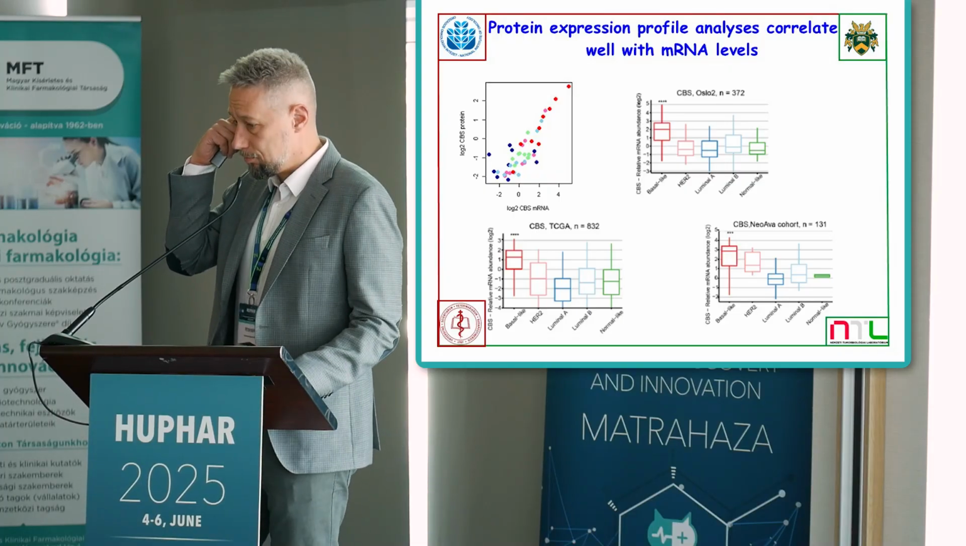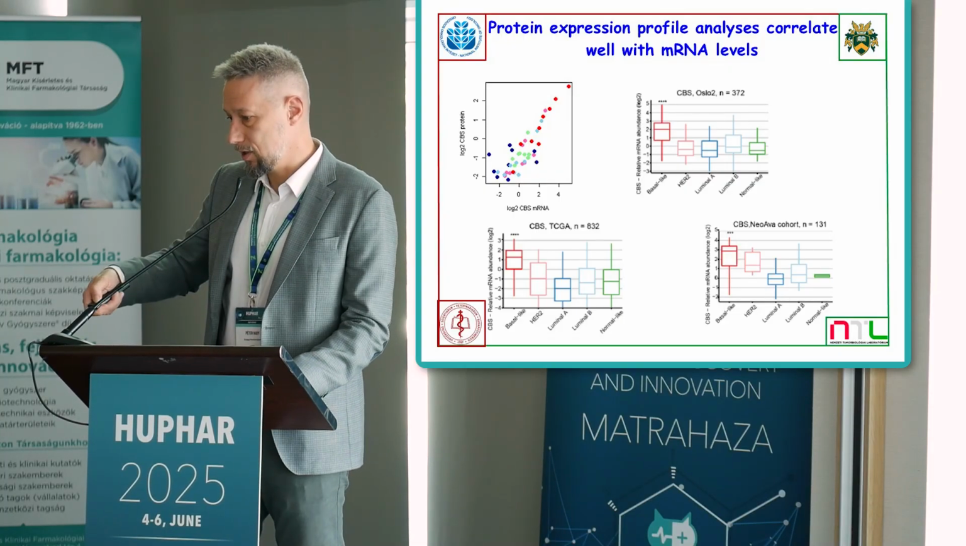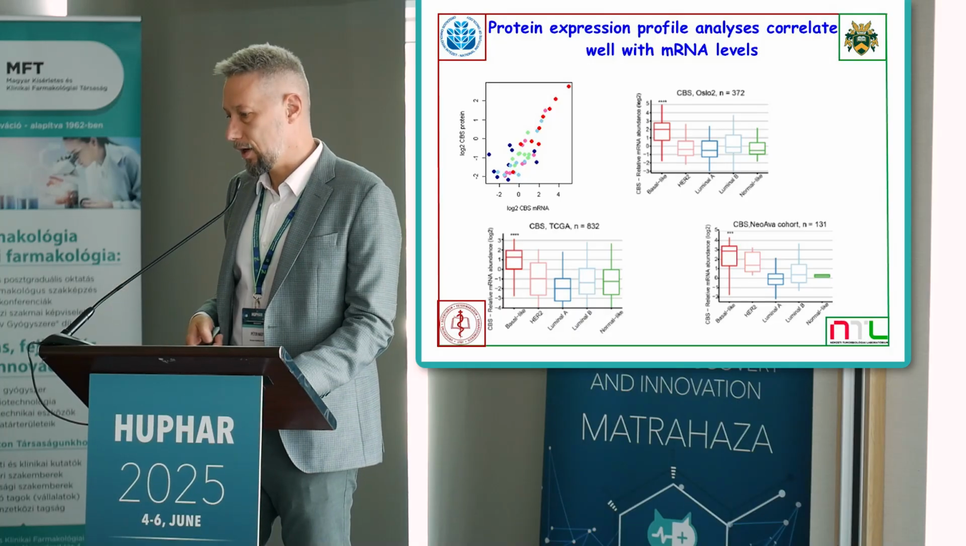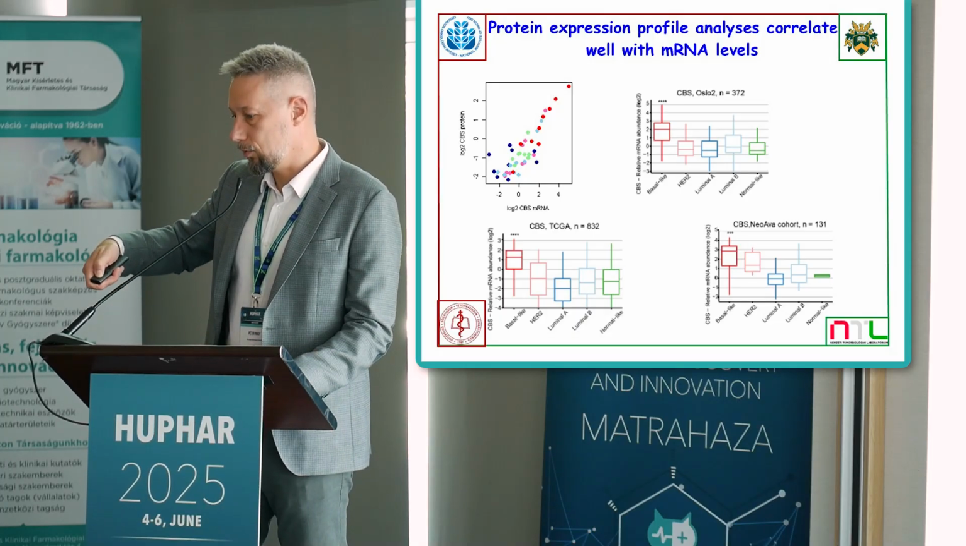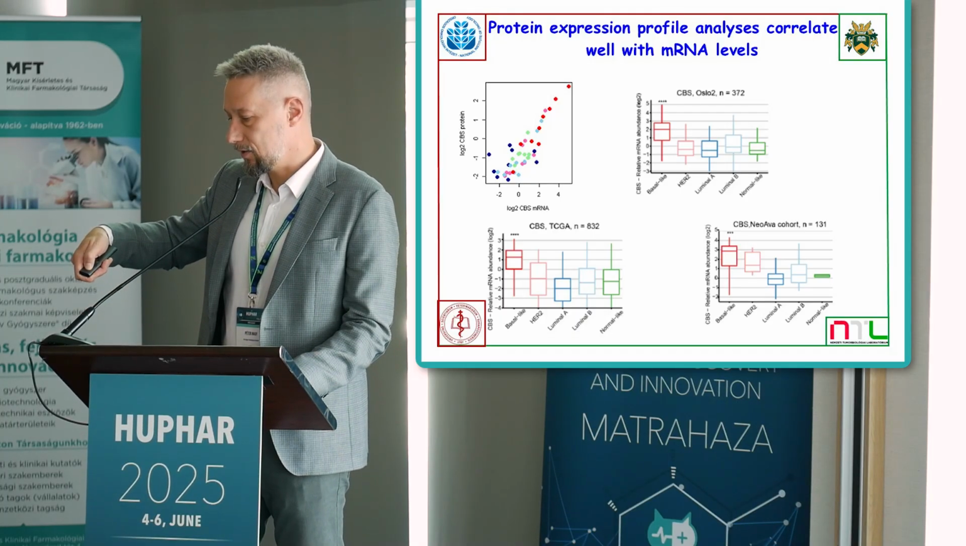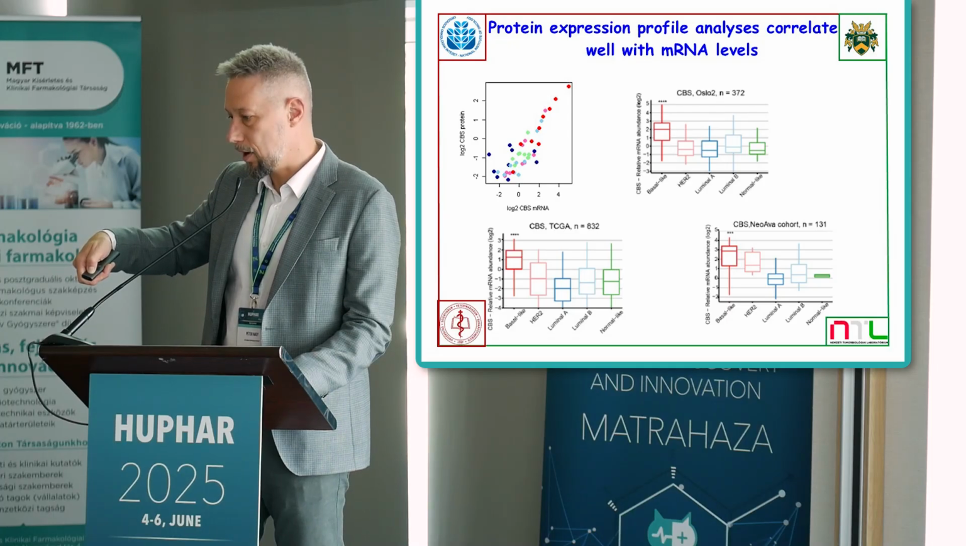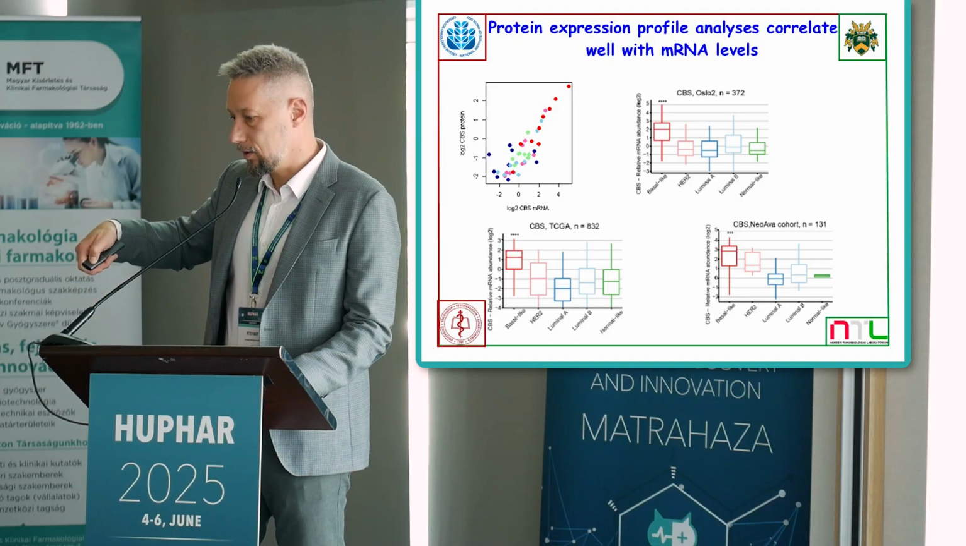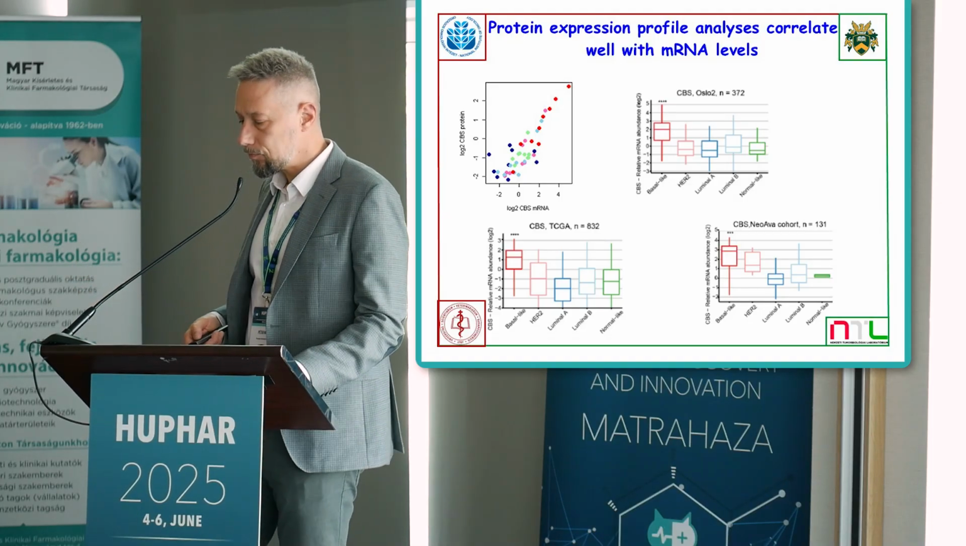Then we looked into copy number aberrations. You could see that there's very little copy number aberration, and the protein levels correlated very well to the mRNA levels, so we could use the mRNA data sets that we had available from our collaborators, and in many different patient cohorts we could actually show that CBS is always upregulated in basal-like breast cancer.